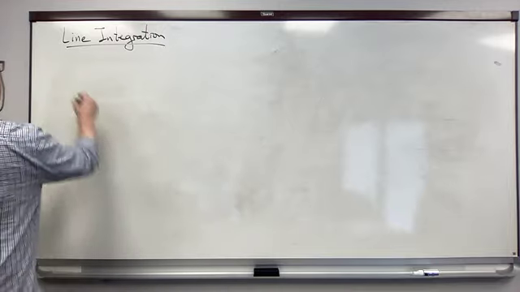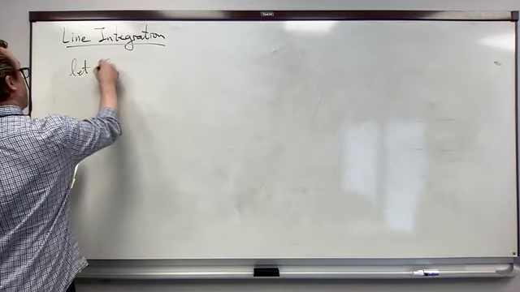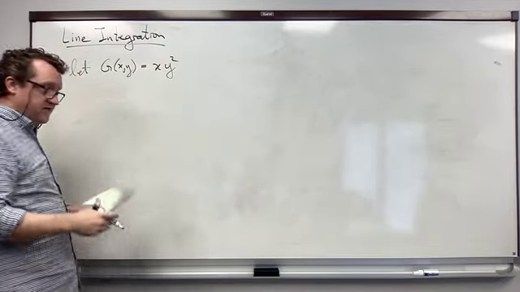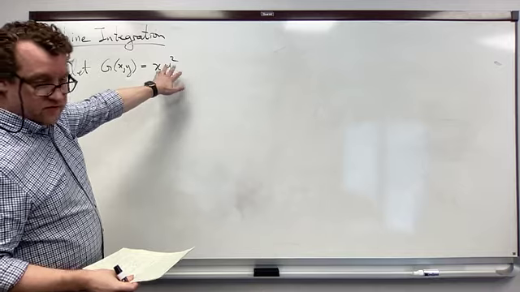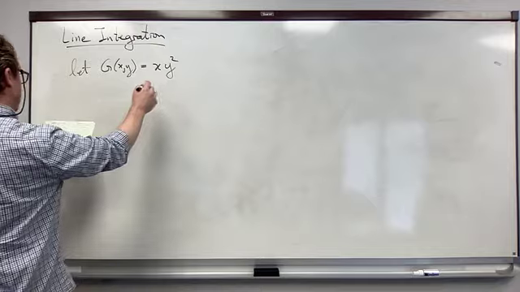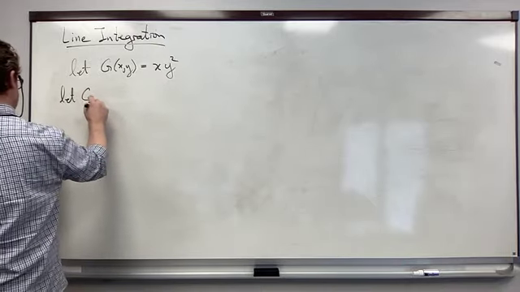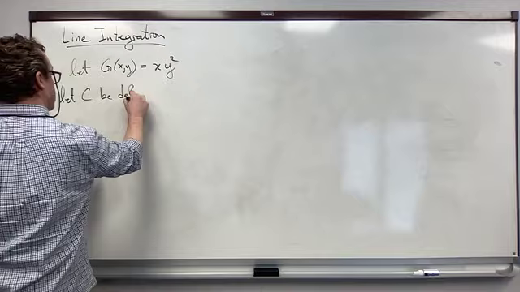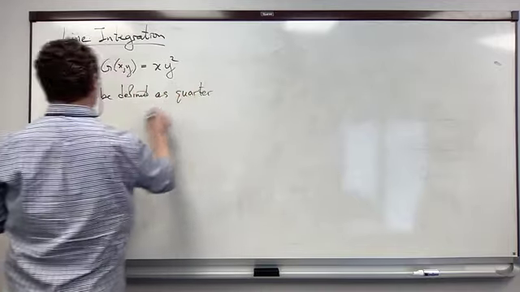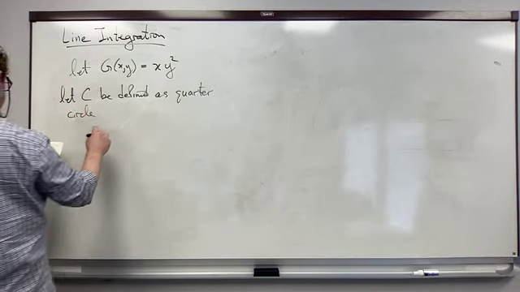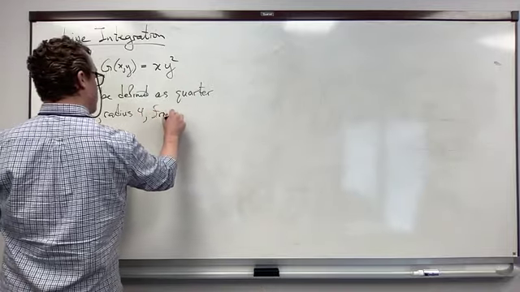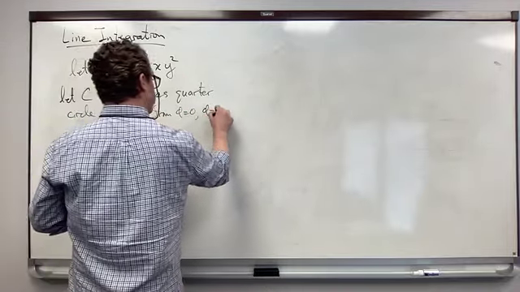So here's the example. We're going to let g of x and y be x y squared. This is the function. It's defined everywhere in R2. So for any x, y, you have this function over this 2D space. And then we're going to let C be defined as the quarter circle of radius 4 from an angle of phi equals 0 to phi equals pi over 2.